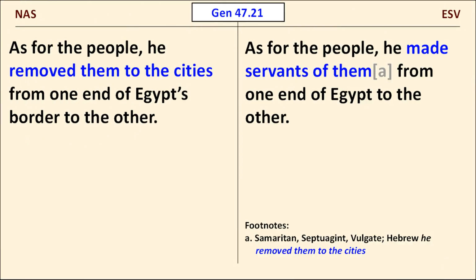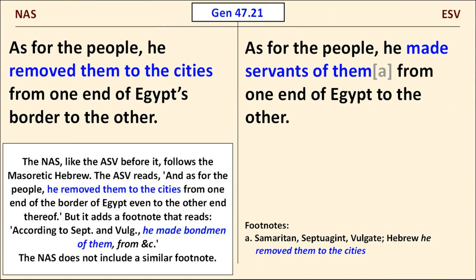The next few examples will show departures from the Masoretic text in the direction of an ancient translation like the Septuagint. In this passage, the question is whether Pharaoh made servants of his people or removed them to the cities. You can see from the footnote on the right that the ESV follows a reading present in the Samaritan Pentateuch, the Septuagint, and the Vulgate. It does not follow the Hebrew or Masoretic reading, which is removed them to the cities.